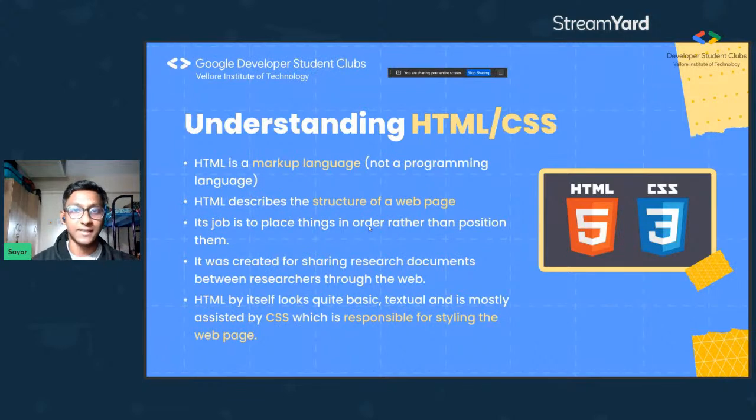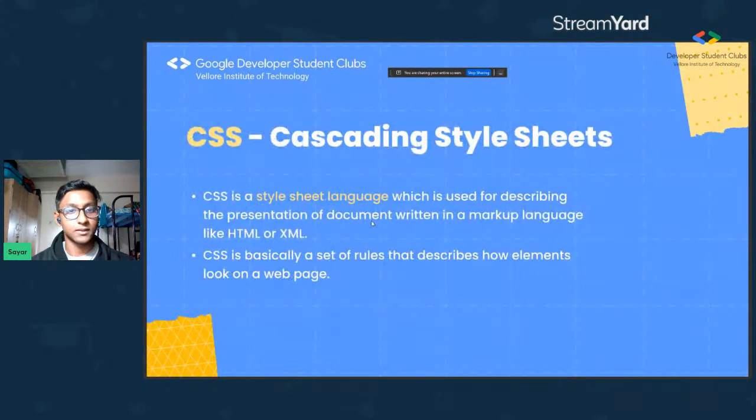Its job is to place things in order rather than position them. So it places things in order, which means that if you write a heading and then you write a paragraph, it places them exactly in that same order, but it does not give any styling or any positioning to those elements on its own. That's why we sometimes use something called CSS with it so that we can style these elements separately. Okay. So we go to the next slide, which is CSS.